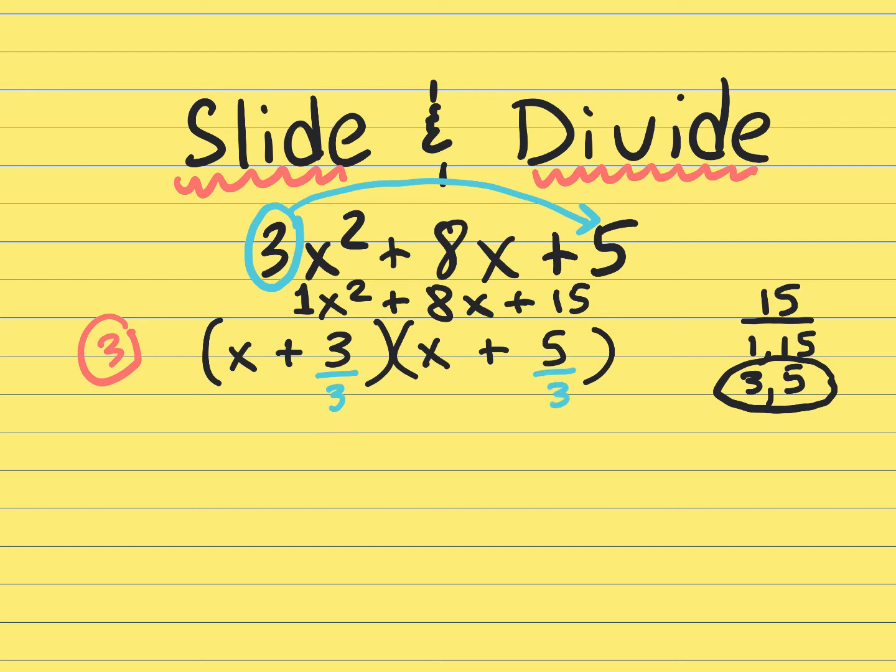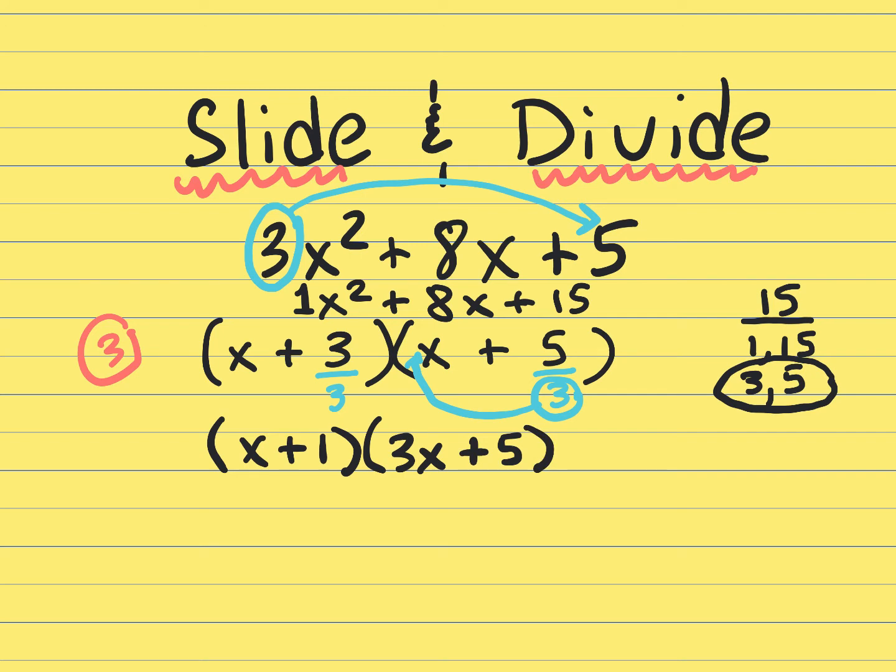Now sometimes it's pretty straightforward. It's pretty nice. 3 divided by 3 is 1. So in that case, you would replace this with x plus 1. But sometimes it's going to give you a fraction, decimal, etc. That is not going to work well for us. So that is where you then slide again, and you take that 3 and you slide it in front of your x. So now you have a 3x plus 5.